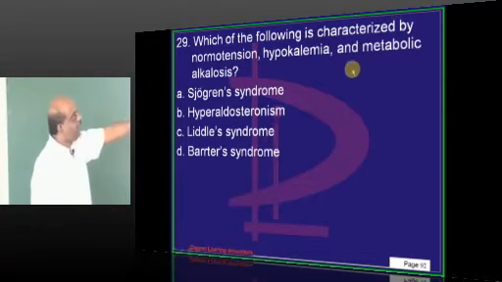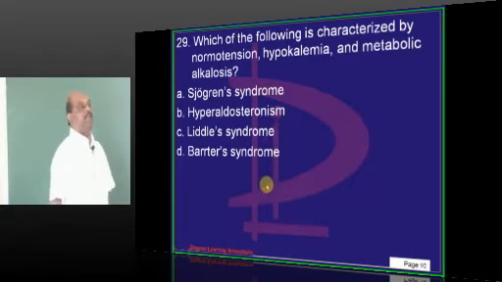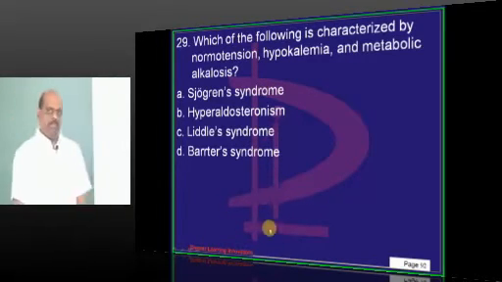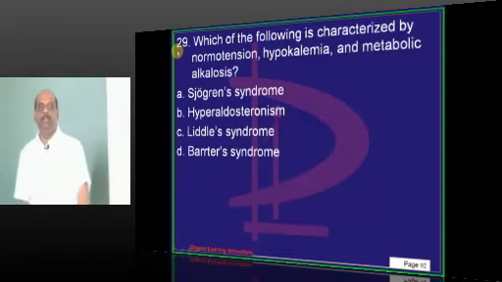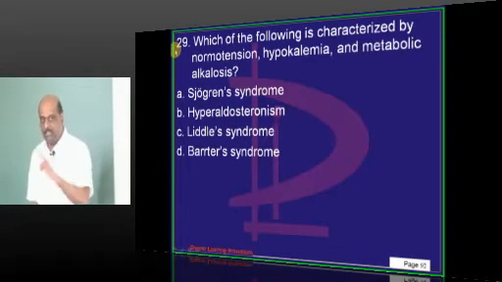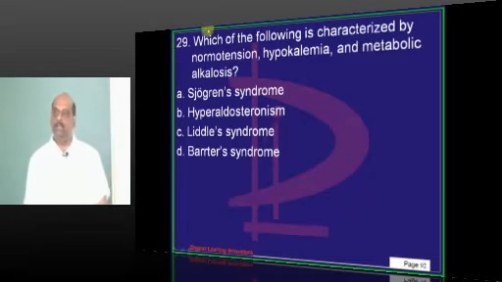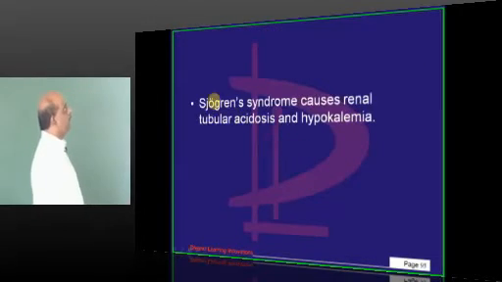So, normotension, hypokalemia, metabolic alkalosis, they are all the features of Bartter syndrome. If you remember these two, you will remember forever. Like hyperaldosteronism is Liddle's, like the loop diuretic is Bartter. That's all. Now, doctor.